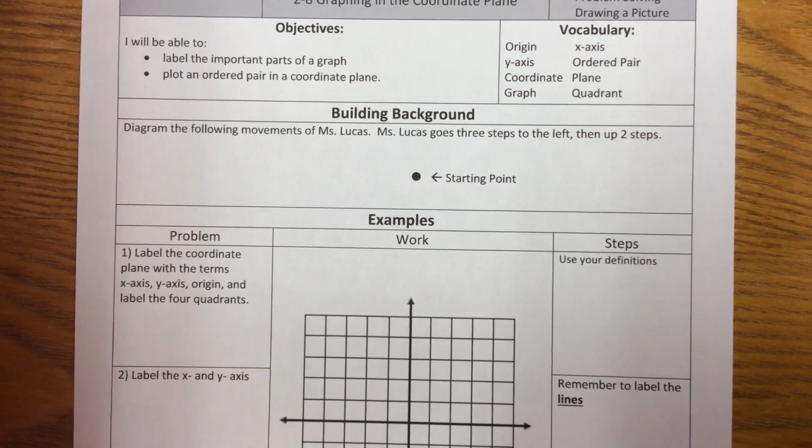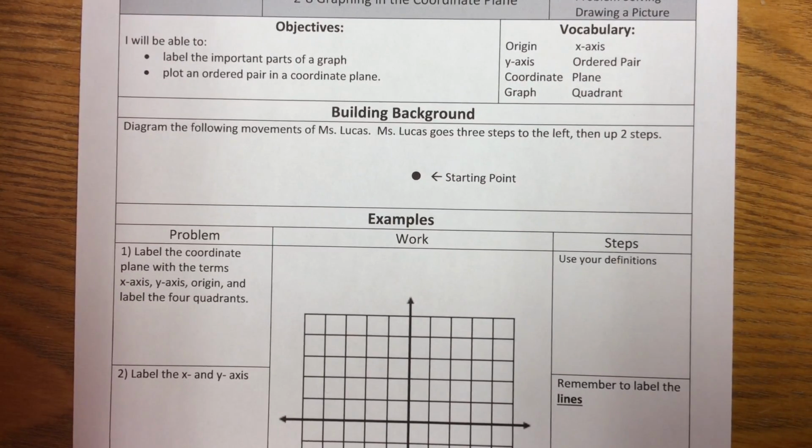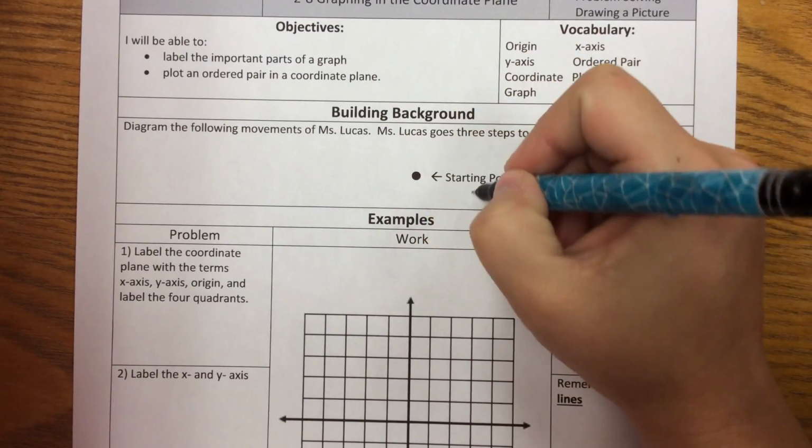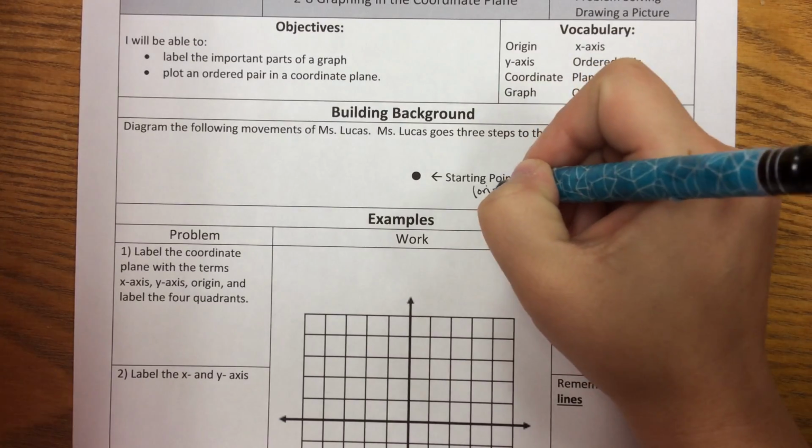All right, going on to our notes for today. Okay, first thing we're going to do is diagram the following movements of Miss Lucas. Miss Lucas goes 3 steps to the left and then 2 steps up. So here's her starting point, also known as the origin.